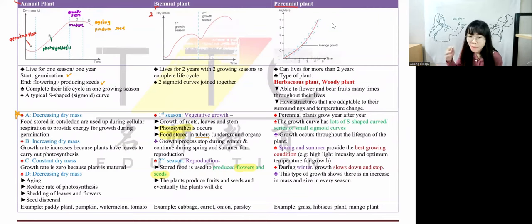Perennial plant is different. Perennial plant, they will live for many, many seasons. Many seasons means that they are a bit hard to die, unless you kill them. They don't really die themselves unless you kill them. We have herbaceous plant, we have woody plant. Non-woody plant can be perennial plant. Woody plant, they can be perennial plant.